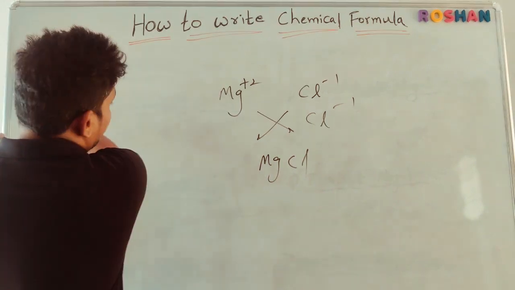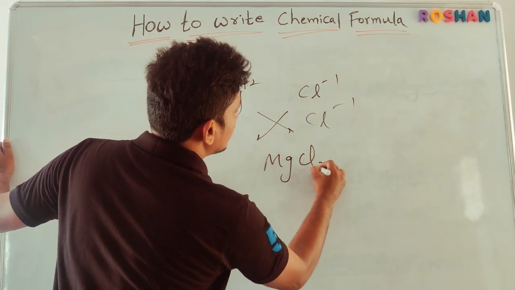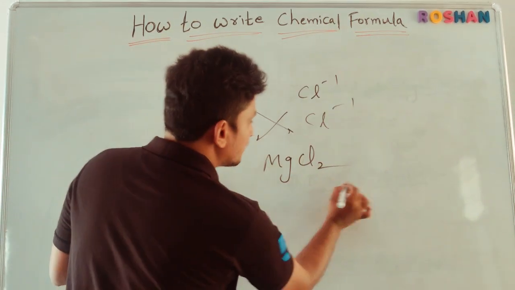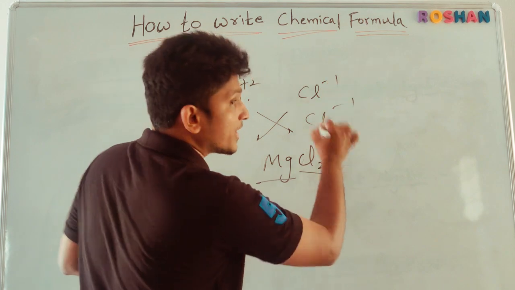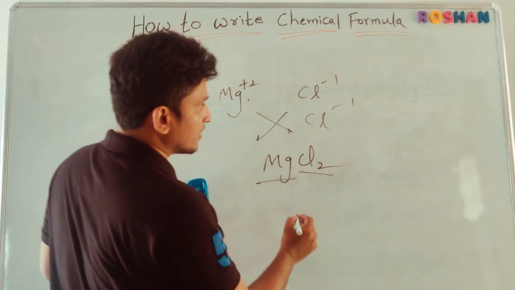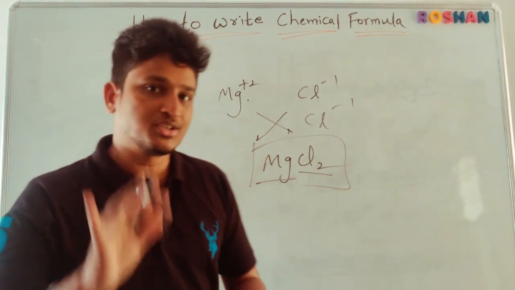So then what is the formula? The formula is MgCl2. That's it. What is the meaning of MgCl2? There is one magnesium ion and there are 2 chloride ions. Yes or no? That's how it is neutralized. Is there any charge here? No. Understood? Got the clarity?